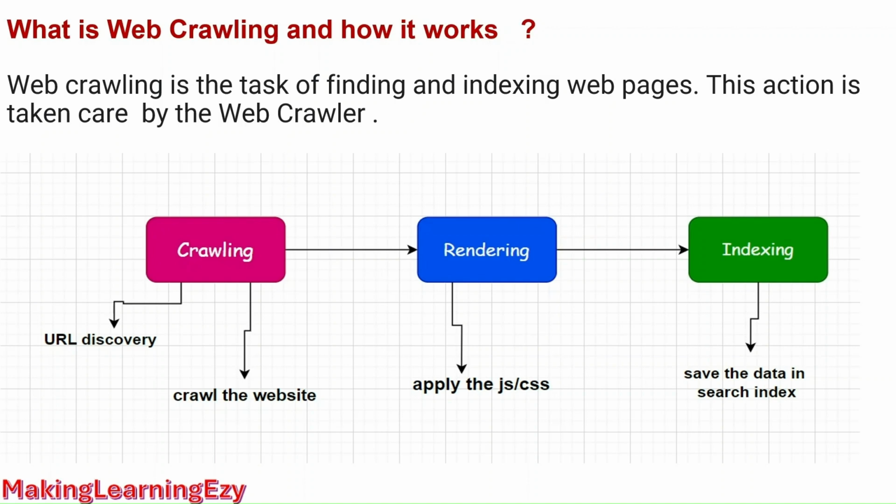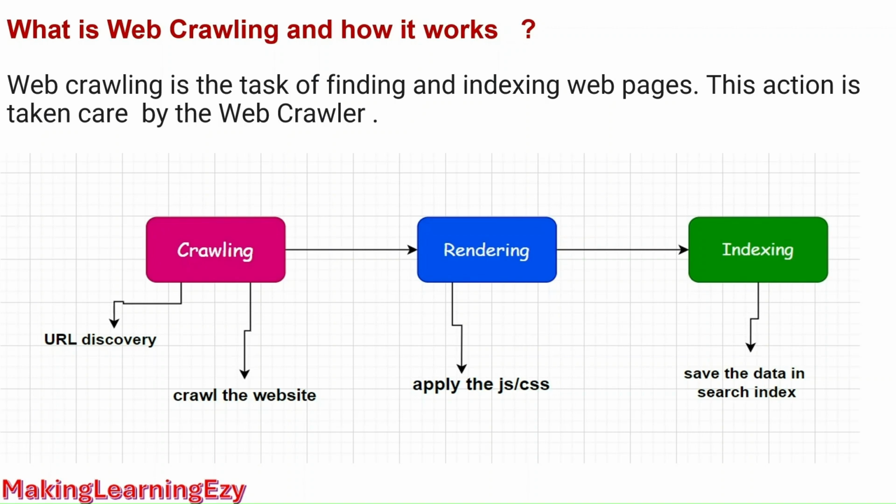In the indexing step, the web crawler gets some details from that page like title, description, headers. These details are fetched from the page and added to the search index of the search engine. When a user searches some keyword in the search engine, the search engine will check the search index and give the result to the user.